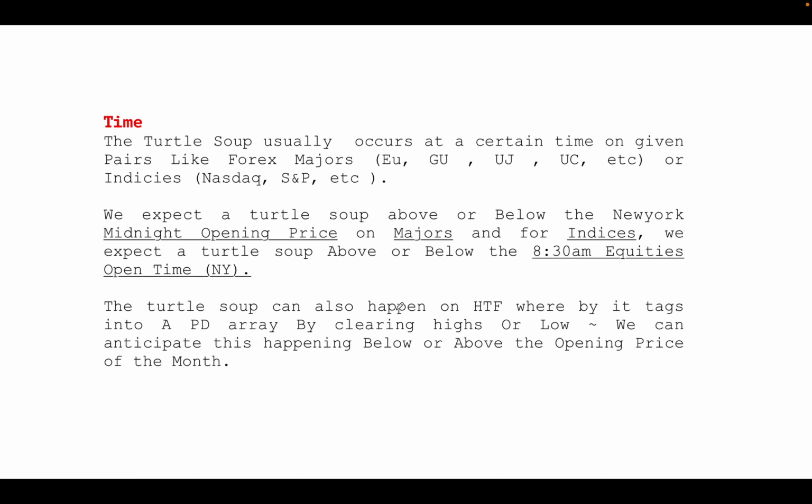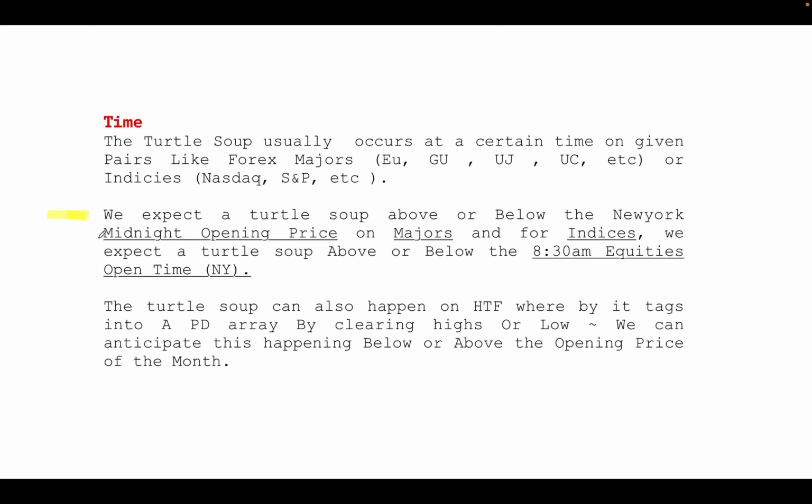Now the total soup can also occur on higher time frames, whereby it tags a PDRA by clearing highs or lows. We can anticipate this happening below or above the opening price of the month. What I explained in this part is that we expect a total soup above or below the New York midnight opening price. The midnight opening price is the one we use for day trading, but for intraday trading and swing trading, we use the monthly opening price and the weekly opening prices.